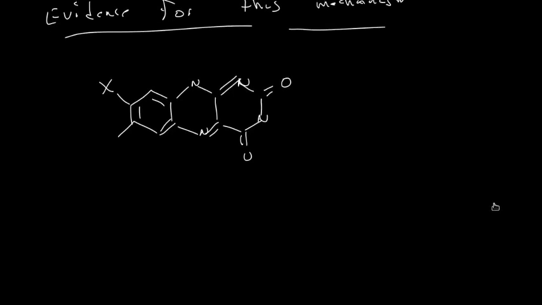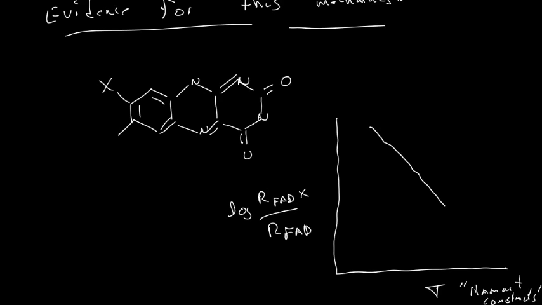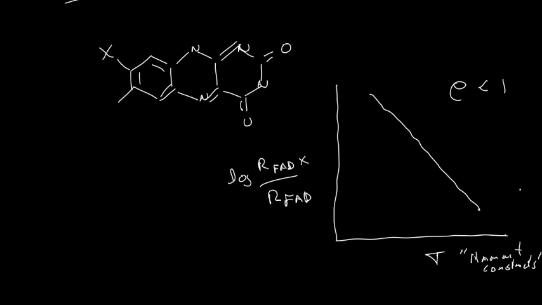You'll recall from a Hammett correlation, they plot the log of the rate, the rate with FAD-X versus the rate of the unsubstituted FAD, against Hammett sigma constants. They saw a line like this that has a negative slope, so rho is less than or equal to 1. Typically that means that we're invoking a cationic mechanism.